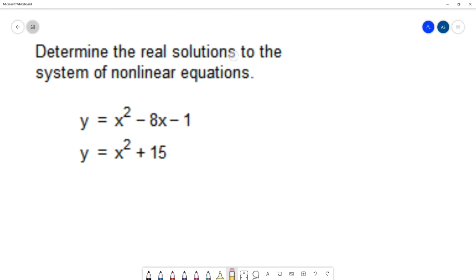Determine the real solutions to the system of nonlinear equations. Our system contains the equations y equals x squared minus 8x minus 1 and y equals x squared plus 15. So when I start a system of nonlinear equations, I like to think of the picture first to get an idea of how many solutions I might have.